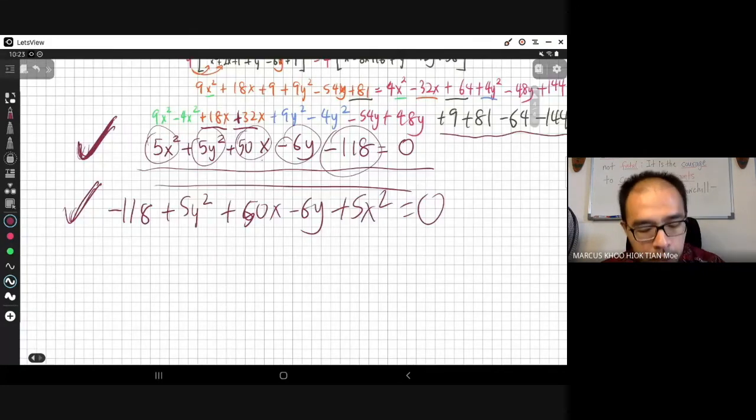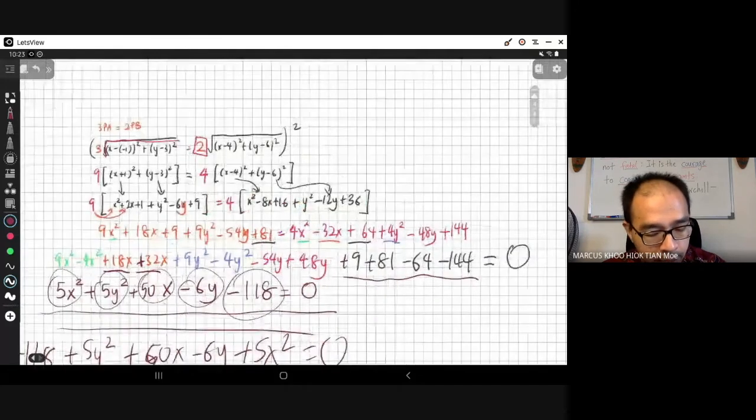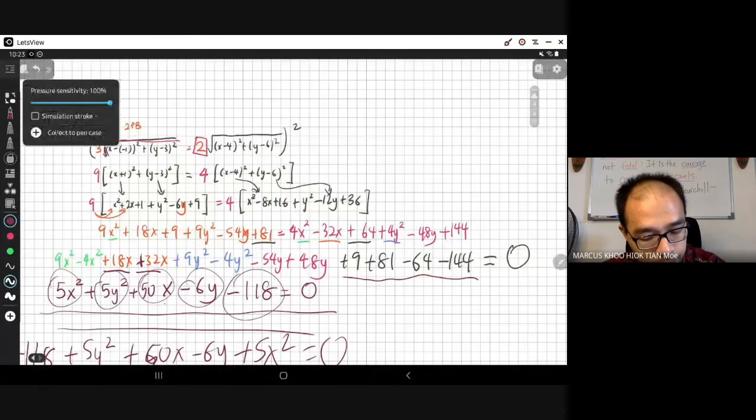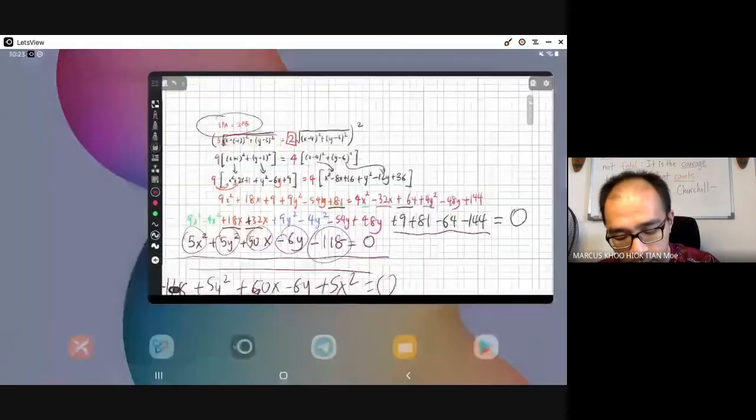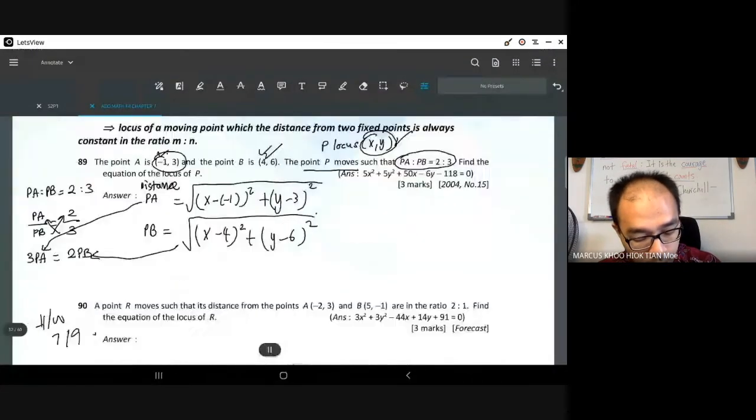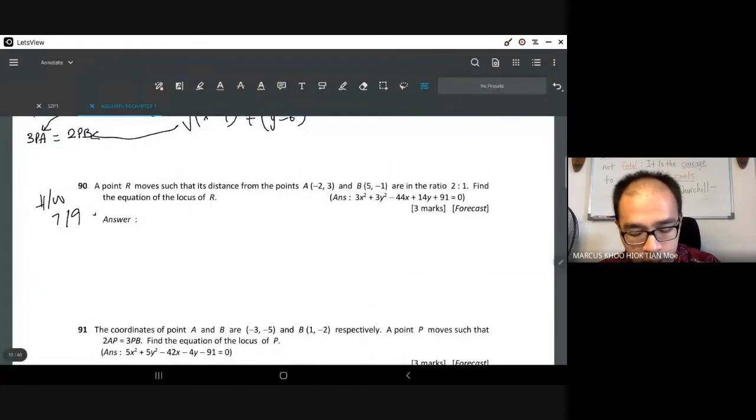Okay, but what I want to highlight is the use of ratio. When you see a ratio, make sure it is in one line first, then you put it into the distance formula. Alright, so the first homework of the day is question number 90. I just want to help you by doing this ratio of 2 to 1.